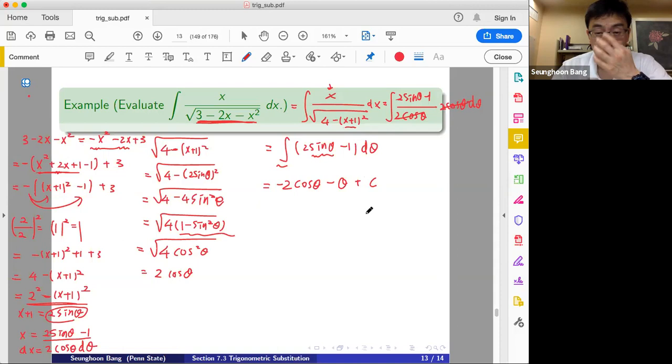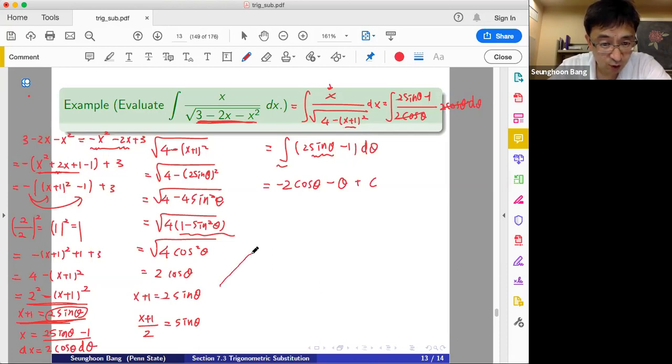The next, how can we change the cosine theta and the theta? We can use this relation. x plus 1 equals 2 sine theta. You can use it. Divided by 2, x plus 1 over 2 equals sine theta. Sine theta. So, what about cosine theta? You can use a triangle.